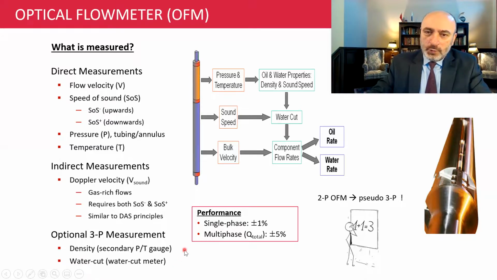Now, in terms of performance, the flow meter for single-phase flows provides a better performance than ±1%. And for multi-phase flows, the performance is around ±5%, which is very good for multi-phase flow meters. Now, in this section, we covered the main measurements of the flow meter, how we are doing those measurements, and why we need those measurements to determine the phase flow rates. We will go a little deeper in the coming sections.